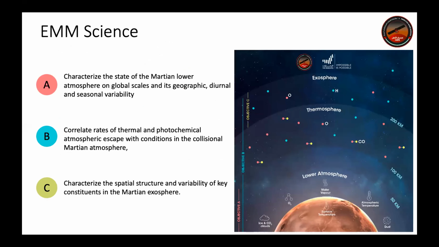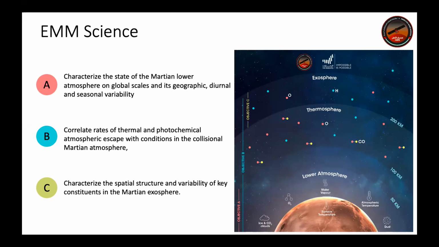A reminder to everyone about the science of the mission. We have 3 scientific objectives. Objective A is about characterizing the Martian lower atmosphere. This is where we're looking into the temperature, we're looking into ozone, water ice, water vapor, as well as dust activities in there.